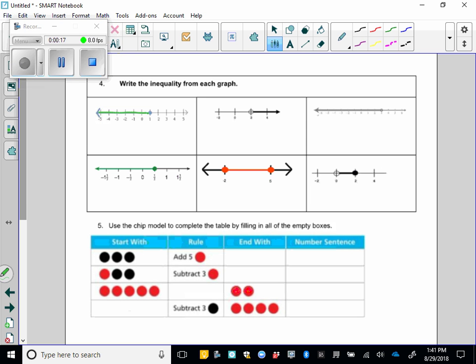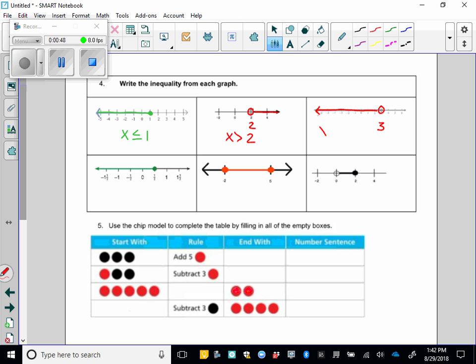Everything here is shaded. So my endpoint is 1, so it's all numbers less than or equal to 1. Switch colors. On this one, everything is shaded to the right. That's a 2, by the way. But it's an open circle, so it's all numbers bigger than 2, but it's not underlined because it doesn't include 2.